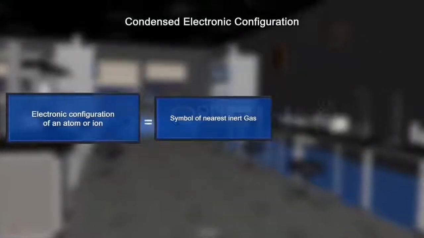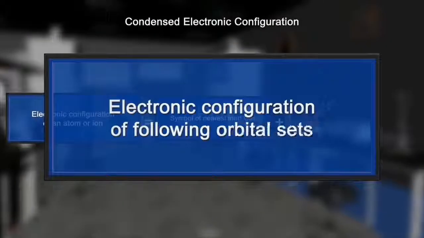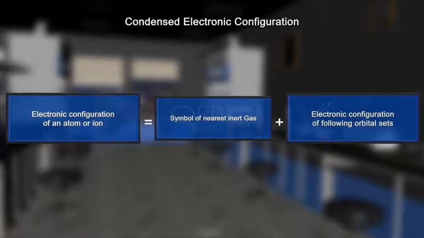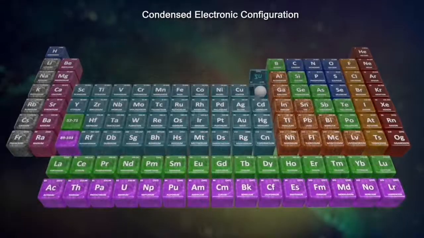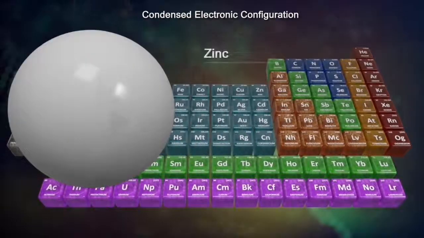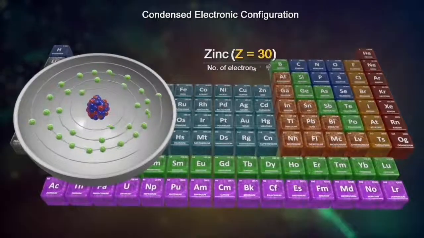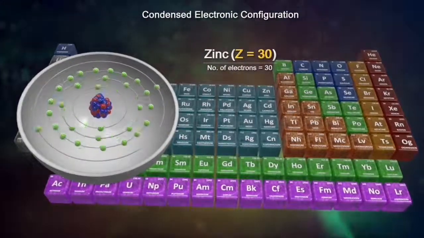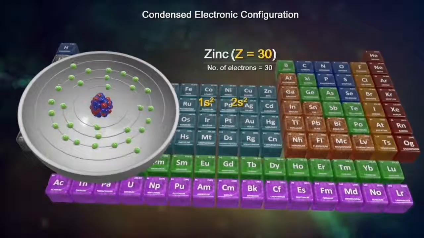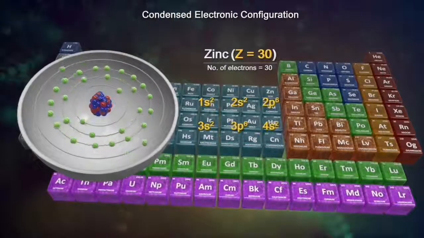And how do we do this? We simply write the symbol of the nearest noble gas whose atomic number is less than the given element in braces, and then continue writing the electron configuration for the orbital sets that follow. Let us understand this better by taking the electronic configuration of zinc as an example. The atomic number of zinc is 30. Its electronic configuration is written as 1s2, 2s2, 2p6, 3s2, 3p6, 4s2, 3d10.